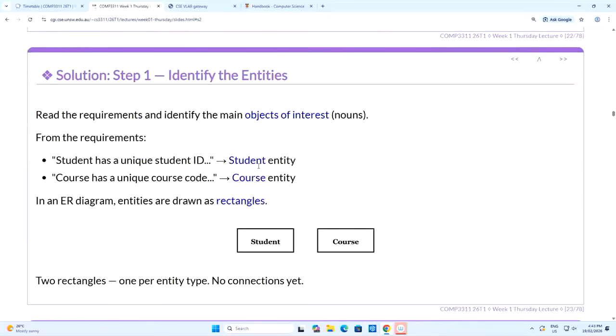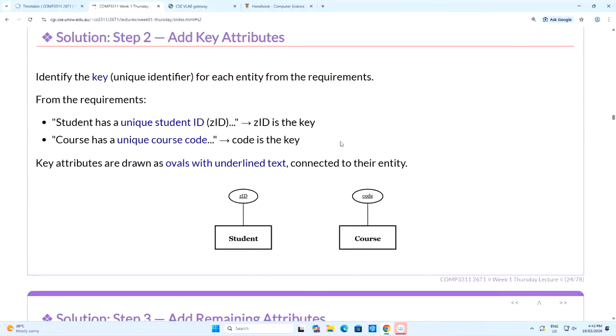So when you're building the ER diagram, the first thing is you start with the entities. So students and courses, they are the entities. So two big rectangles. So students and courses, no biggie, very easy. And then we attach the attributes to them. So right now, student has a unique ID. So that would be the unique identifier for the entity, so that would be the primary key. We underline them. Course has a unique course code, and we underline them as well.